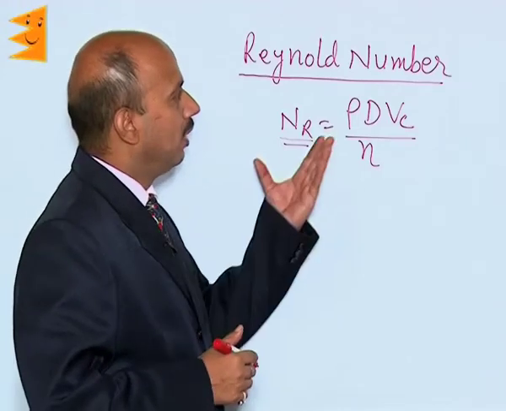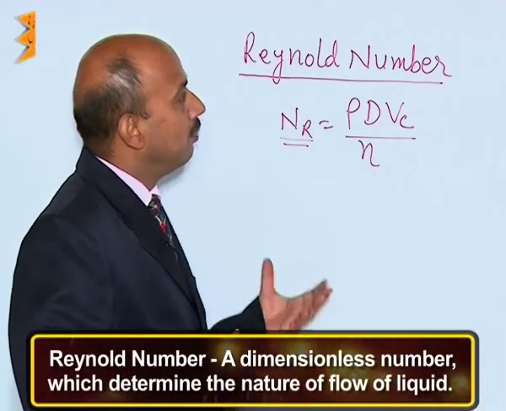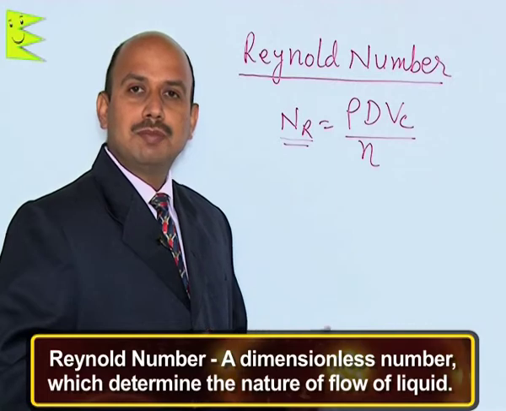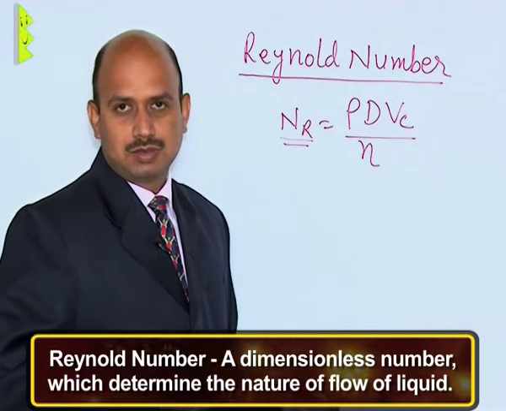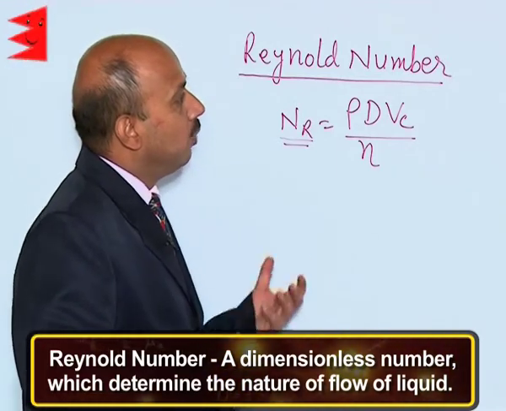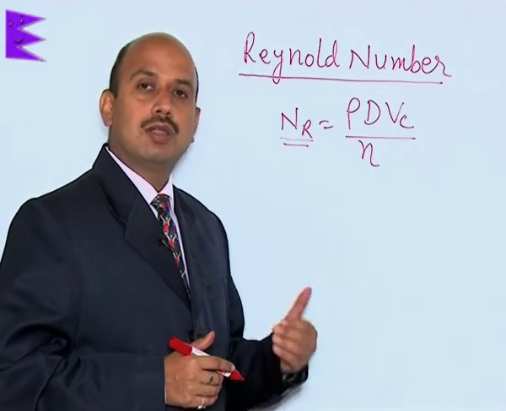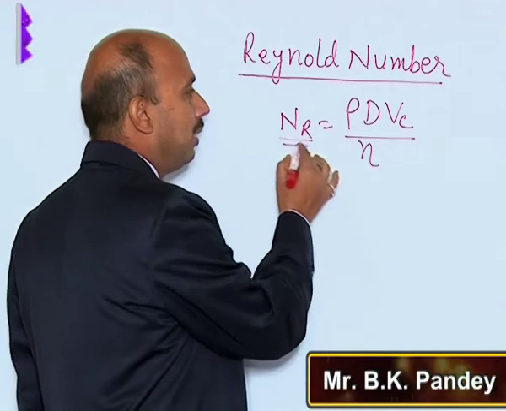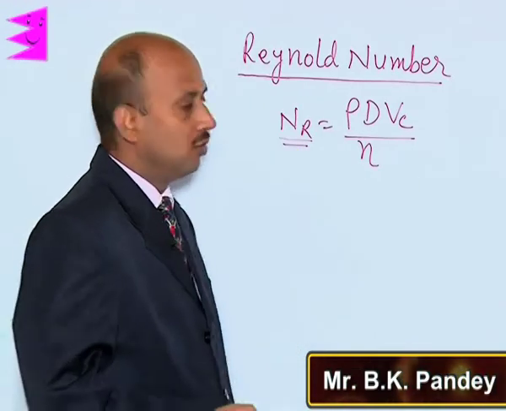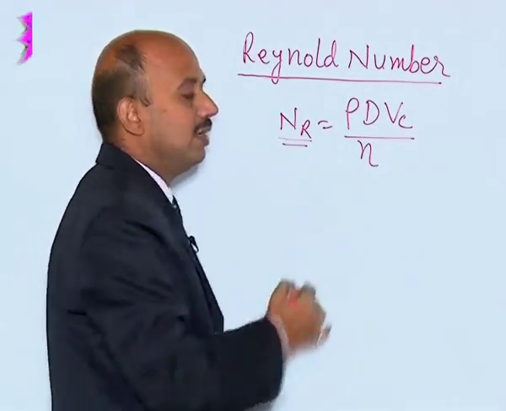Reynolds number is a pure number which determines the nature of the flow of liquid. That means by knowing the number you can determine whether the flow is streamlined or laminar or turbulent. The Reynolds number is given by this formula, that is rho d Vc upon eta.